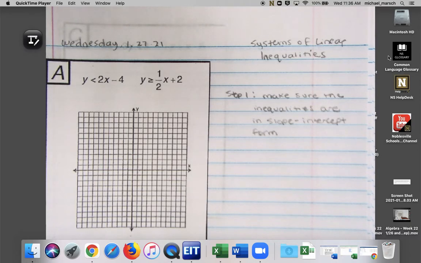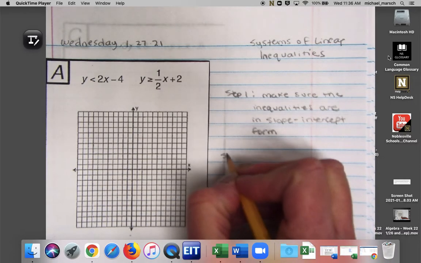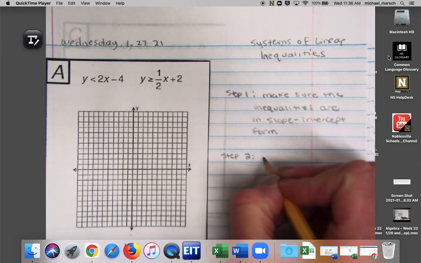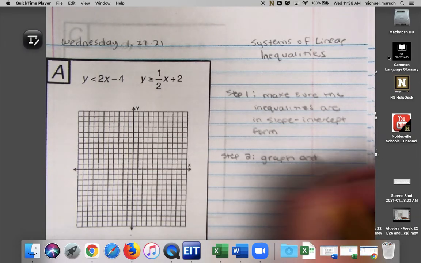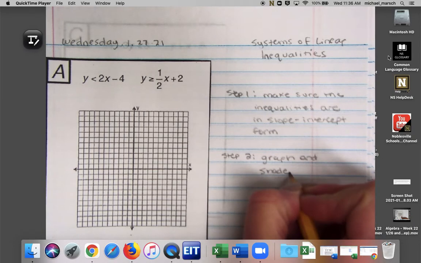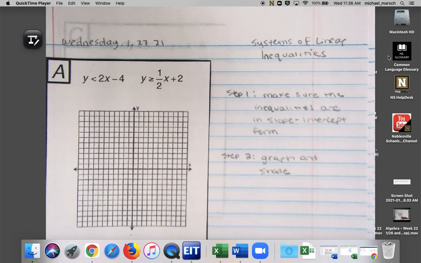Okay, so let's look at A here. Are they in slope-intercept form? Yes. Sure are. Okay, step two. Graph and shade. So we'll start out with red. Everybody grab your red pencil. Do you guys have your rulers too? Need your rulers. If not, you just need something you can make a straight edge with.